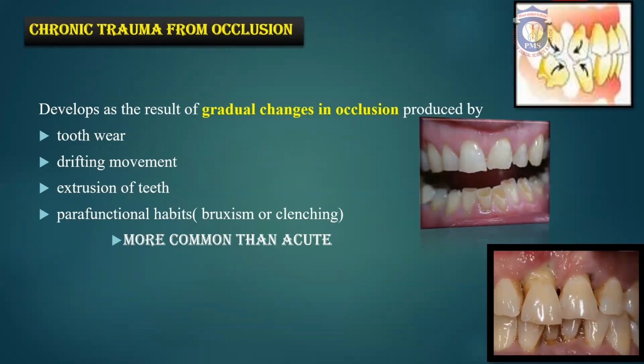The next type, based on the duration of the cause, is chronic trauma from occlusion. As the term implies, it mainly occurs as a result of gradual change in the occlusion. The gradual change in occlusion is produced by tooth wear, drifting movement, extrusion of the tooth, mainly supraeruption, and the presence of various parafunctional habits like bruxism or clenching. This gradual change in occlusion results in chronic trauma from occlusion. It is more common than acute trauma from occlusion.